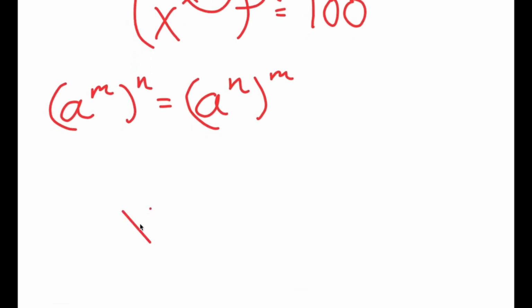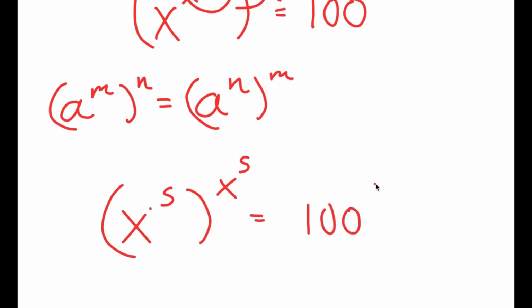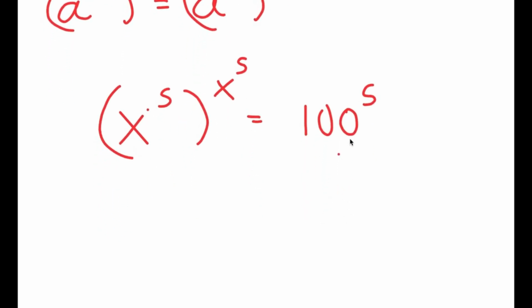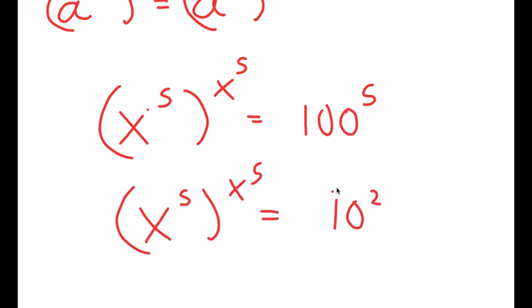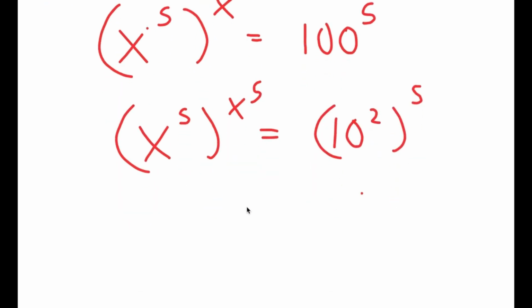So now I get x to the power of 5 to the power of x to the power of 5 is equal to 100 to the power of 5. Now, 100, I'm going to rewrite that as 10 squared. So now I have 10 squared to the power of 5.